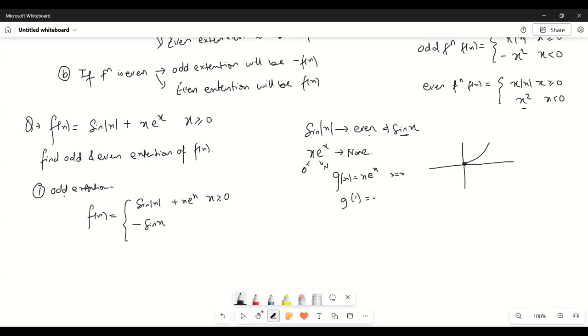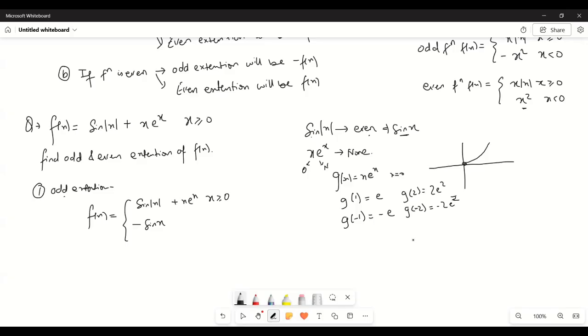Okay, what will g of 1 be? g of 1 would be e. So g of minus 1, considering an odd function, should be minus e. For an odd function the value should be minus e. Similarly, g of 2 would be 2e square. So for an odd function g of minus 2 should be minus 2e square. This will be easier to understand. Did you understand this? For an odd function this should be the case.